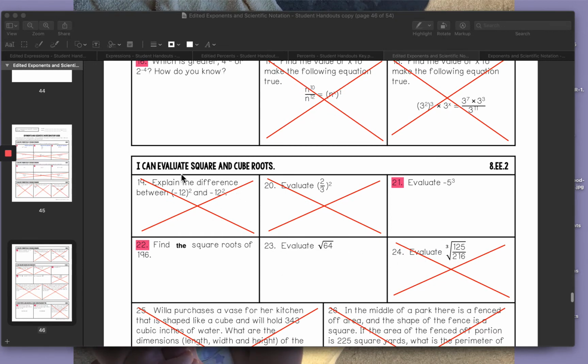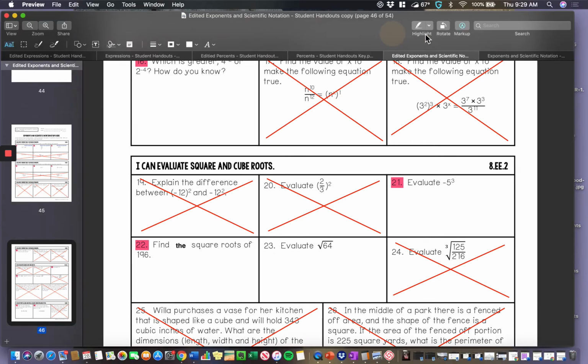The final box down here says I can evaluate square and cube roots. For number 21, you need to solve what is negative 5 raised to the third, which is negative 5 times negative 5 times negative 5. Number 22, I took out a word, so all I really wanted to find is the square root of 196. And for number 23, you need to solve what is the square root of 64.